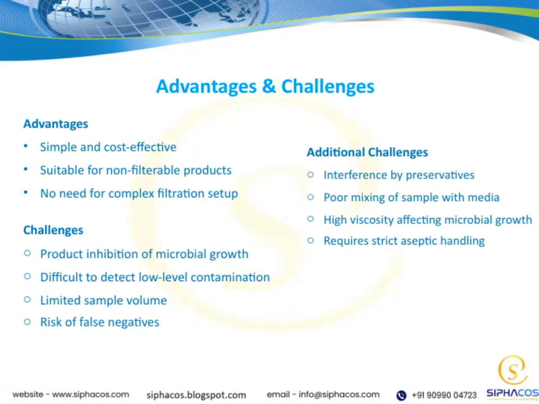Now, let's take a look at some additional challenges we might encounter. One of these is interference by preservatives, which can sometimes make it harder to accurately detect microbial growth. Poor mixing of the sample with the media is another issue. If the sample isn't evenly distributed, it can lead to inconsistent results. High viscosity in samples can also affect microbial growth, making it more difficult to get reliable outcomes. Because of these factors, strict aseptic handling is essential to prevent contamination and ensure accurate results.